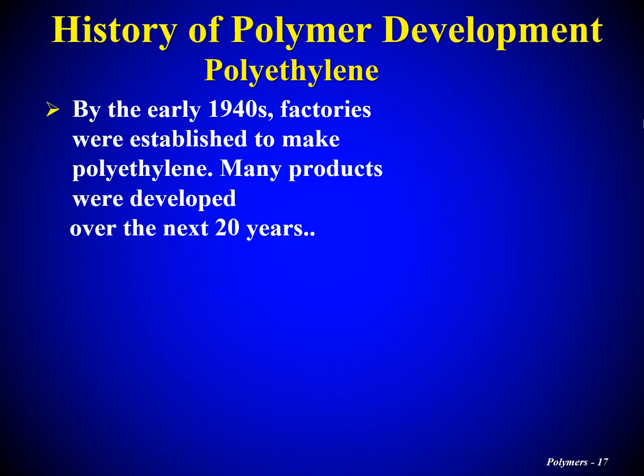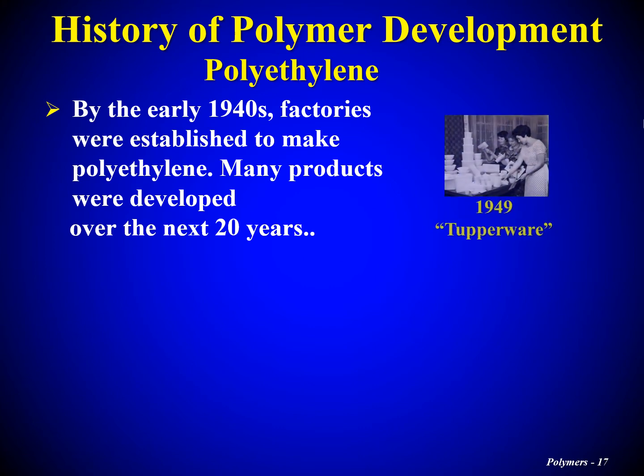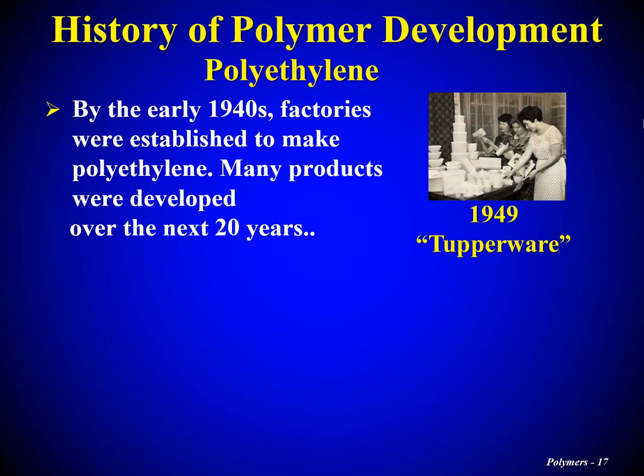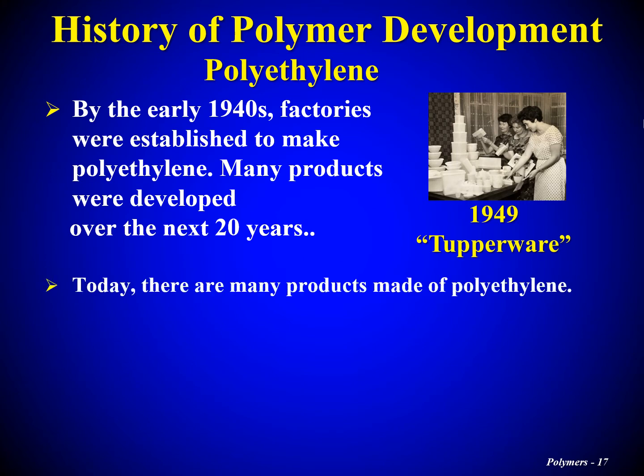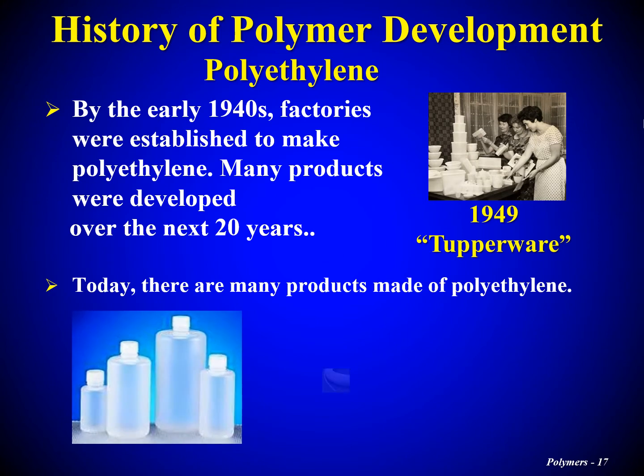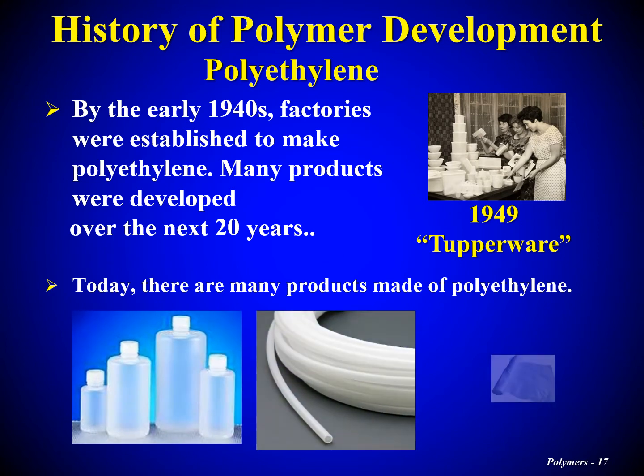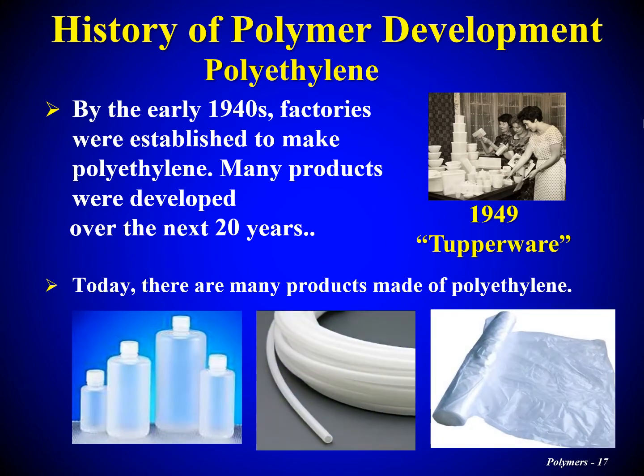By the early 1940s, factories were established to make polyethylene, and many products were developed over the next 20 years. In 1949, polyethylene was used to make a broad line of popular food containers with the trade name Tupperware. Polyethylene food containers are in wide use today. Today we use many additional products made of polyethylene including bottles, tubing, storage bags, and flexible sheets.